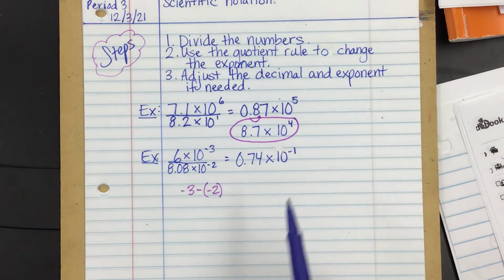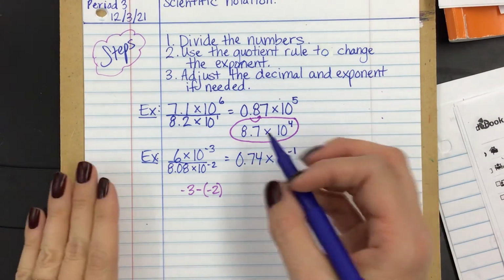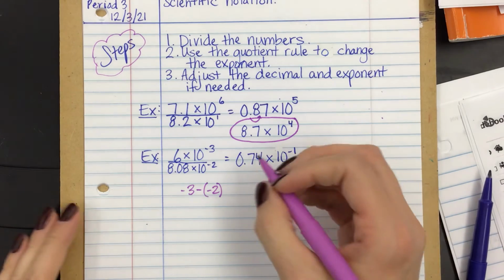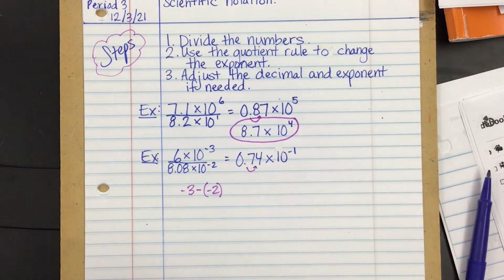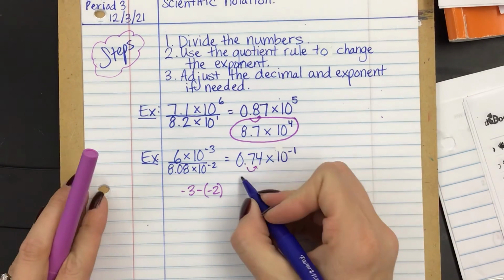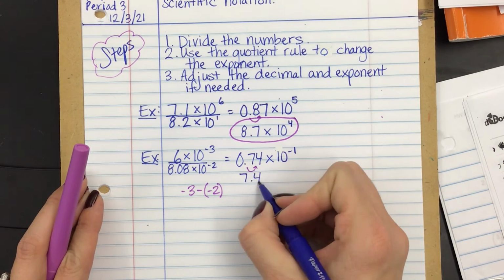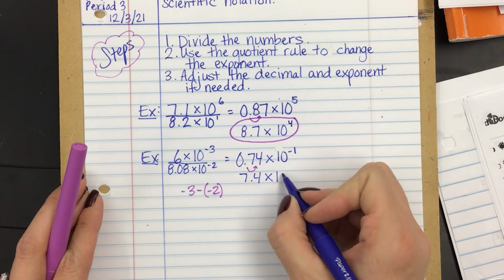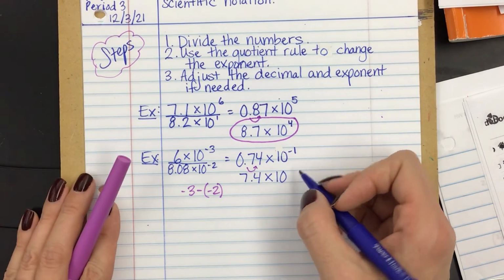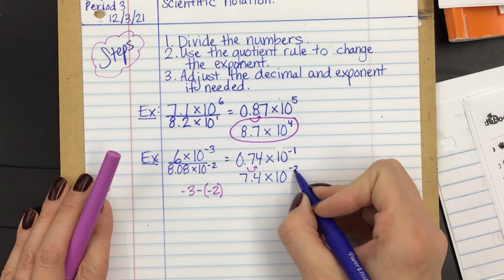Okay. Now this isn't between 1 and 10, so we're going to move the decimal place over 1 space. When we make the number bigger, the exponent gets smaller. There you go.